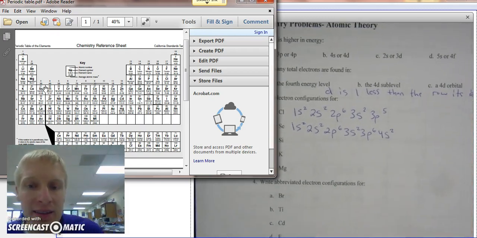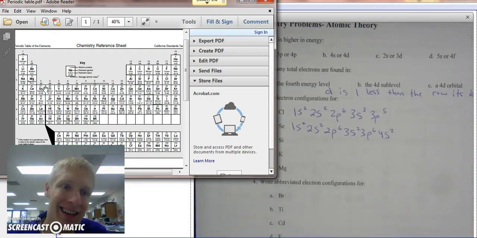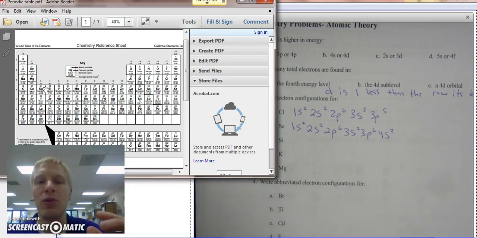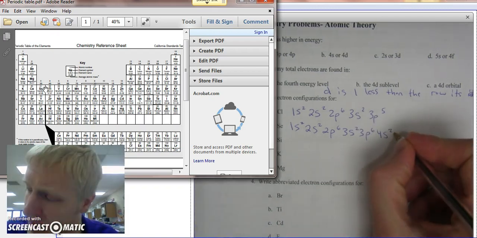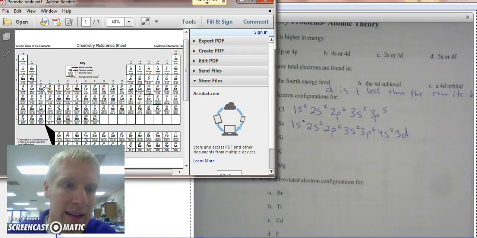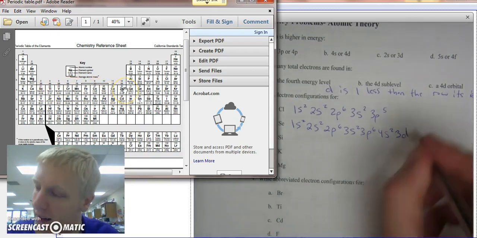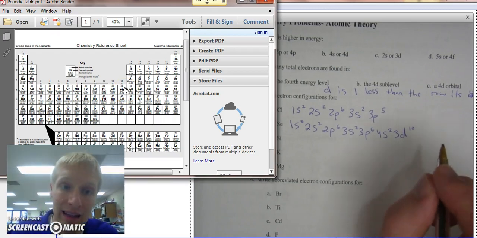Why is this? Because D can have a max of 10 electrons, where P has a max of 6, S has a max of 2. And that attraction of those electrons towards the nucleus, because you have so many of them, is greater, so that orbital is going to move closer to the nucleus because you have that stronger attraction from so many more electrons. So instead of 4D, it's going to be called 3D. 1, 2, 3, 4, 5, 6, 7, 8, 9, 10. Totally filled up. 10 is the max amount D can have.